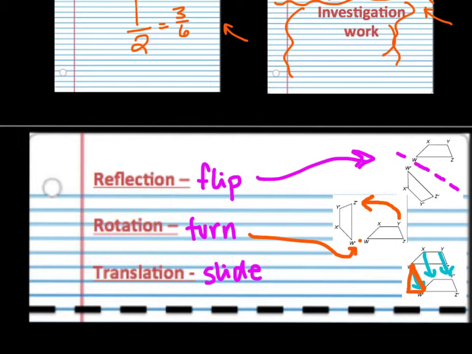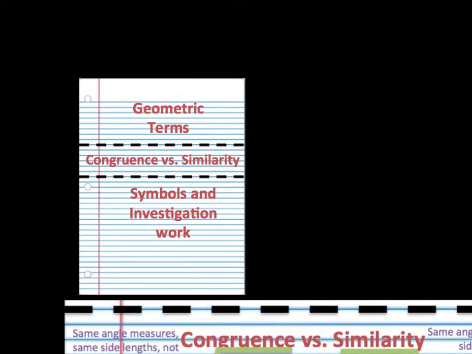So get this written down: flip, turn, and slide in relation to reflection, rotation, and translation. And if you'd like, you can draw yourself some brief pictures. If you need to, pause this video right now, but I'm moving on. Okay, so moving on.